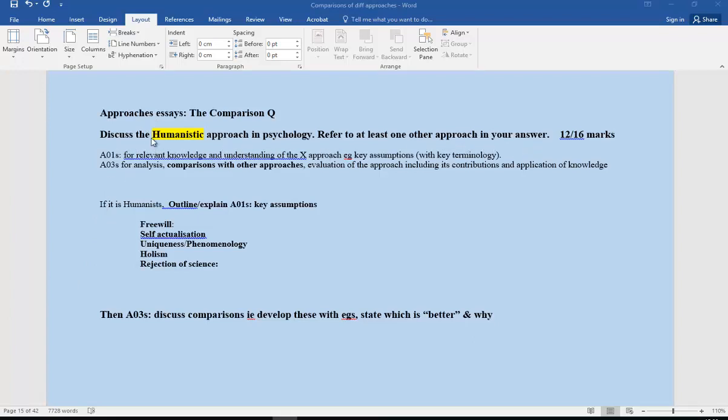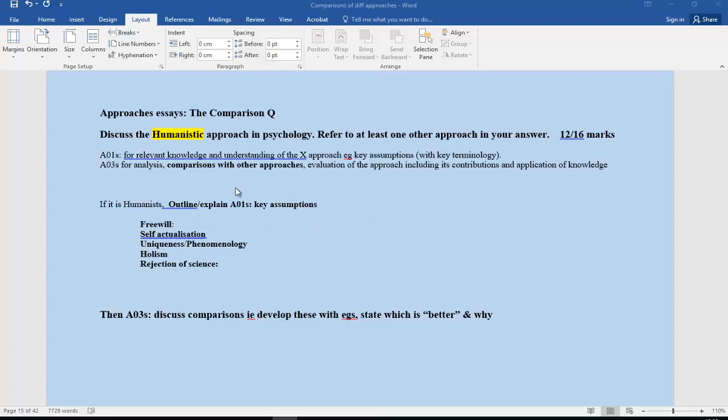This is very much a humanistic essay. Okay, so you're going to outline humanism, you're going to evaluate humanism and compare it. And so as part of that analysis, evaluation, discussion is your comparison with at least one other approach.